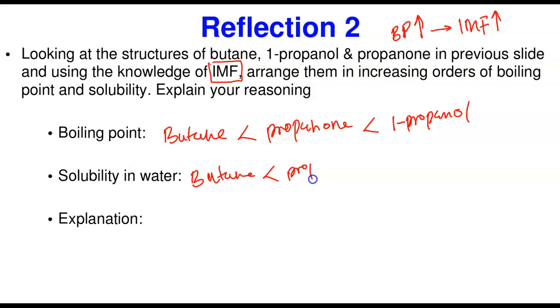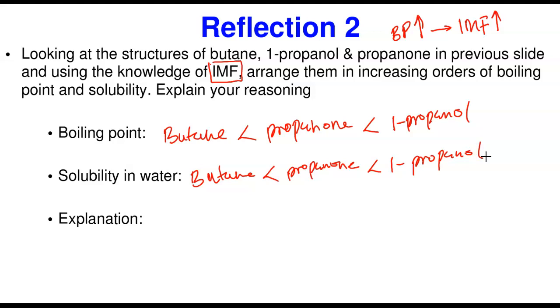Remember, I told you propanone can hydrogen bond with water. I said it already when we introduced these physical properties. It cannot hydrogen bond with itself in pure state, but it can form hydrogen bond with water. And because it can form hydrogen bond with water, it is soluble. However, 1-propanol is more soluble than the rest of them because of the OH group. So I've already said this in explanation.